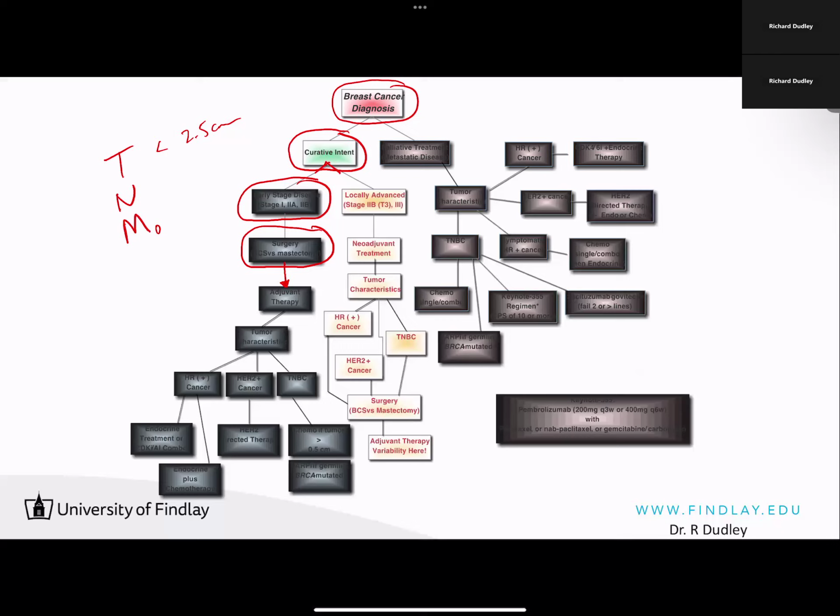Now, how do we know what adjuvant therapy we are going to give our patient? Well, that's where it comes back to the tumor characteristics. We need to know about the type of tumor that patient has in order to inform our decision on the appropriate adjuvant therapy. If the patient has a tumor which is hormone receptor positive, after surgery, we are typically going to give that patient endocrine therapy.